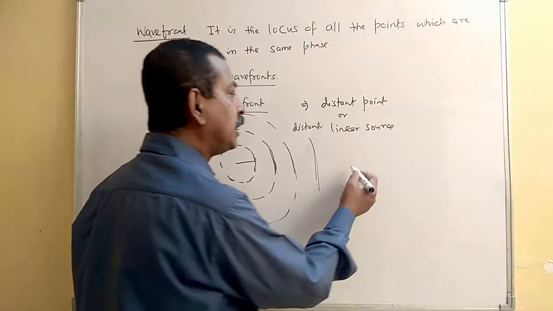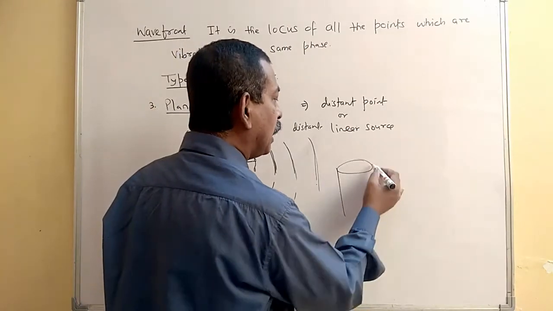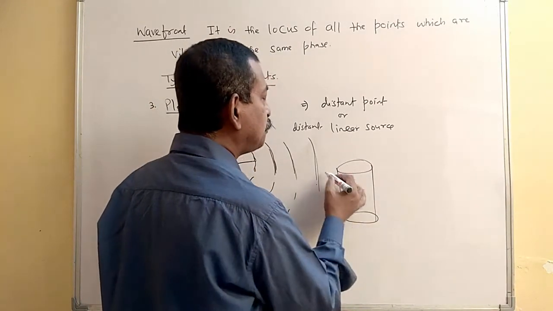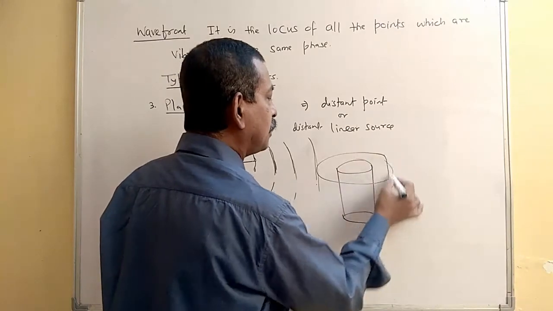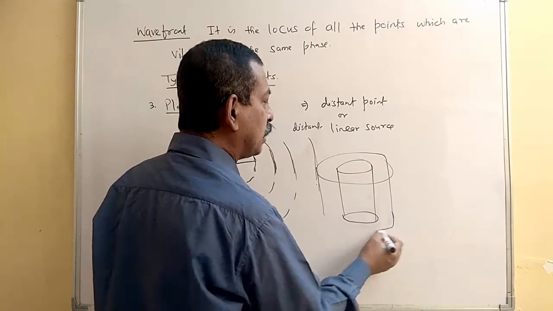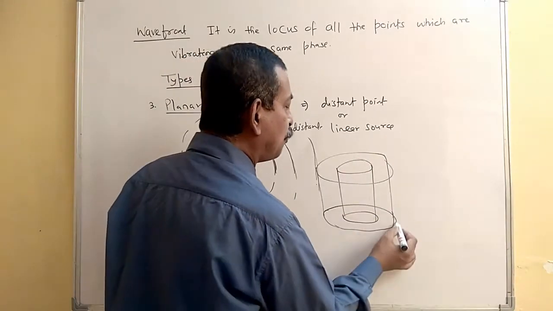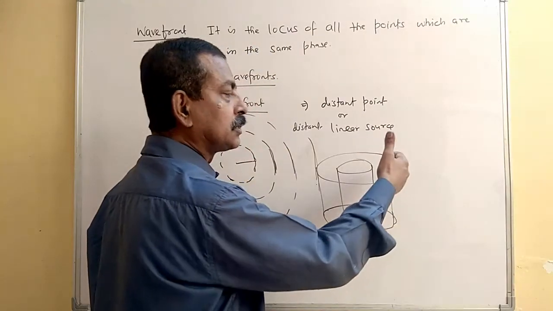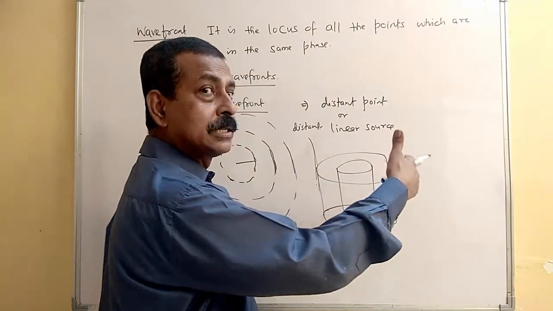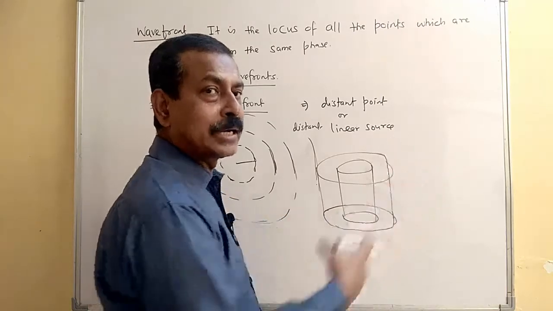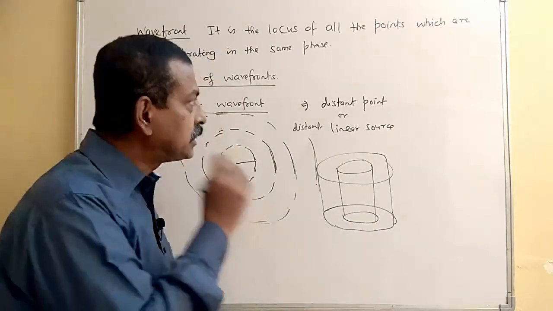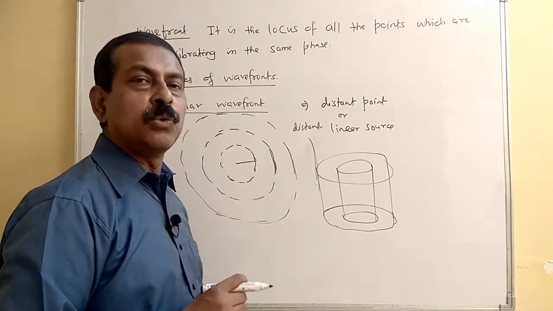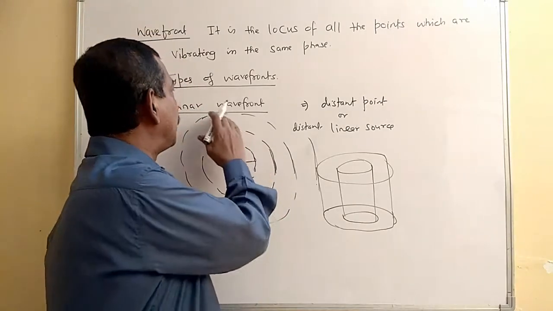Similarly, if you have a cylinder, again in this case also, if this is at a larger distance, the surface will become more and more flat, because earlier the curve is like this, then it is less, it is becoming more and more flat. So a distant point or linear source will give rise to a planar wavefront.